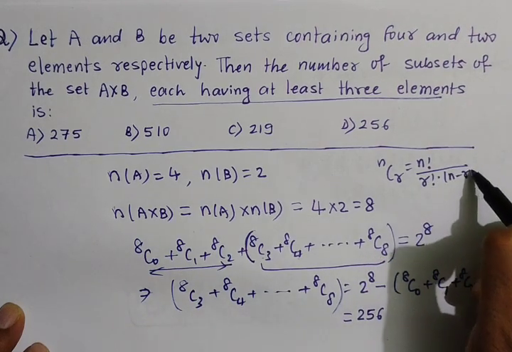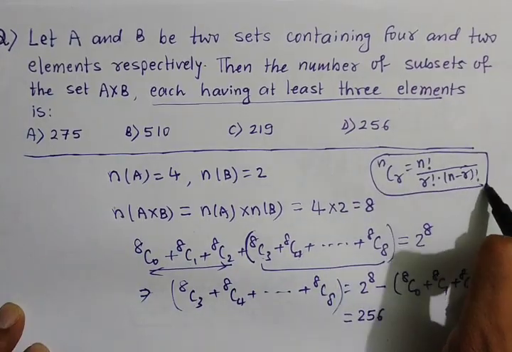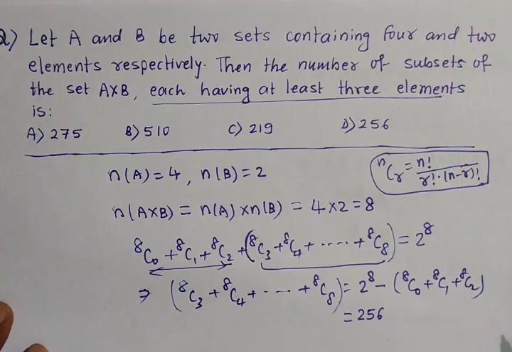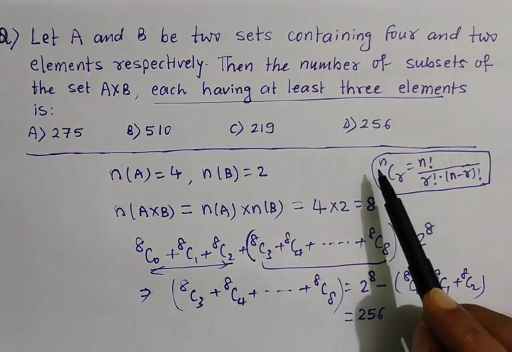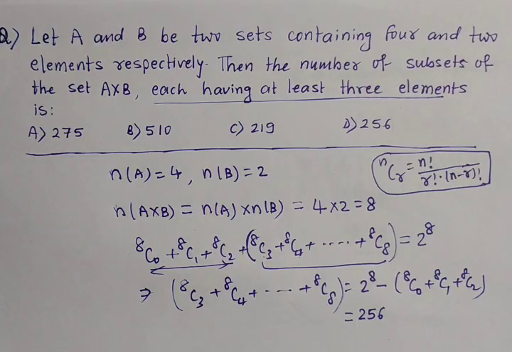Now I'm going to introduce you to one basic result, that nCr is n factorial upon r factorial into n minus r factorial. For the time being, just remember this result. We have to study it in detail in the chapter on permutation and combination. For the time being, just remember this: nCr equals n factorial upon r factorial into n minus r factorial.